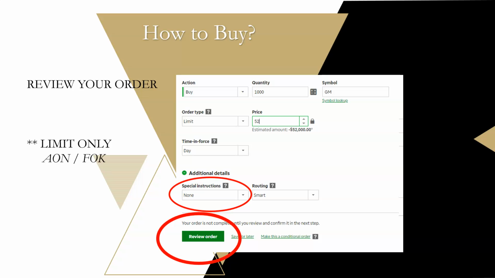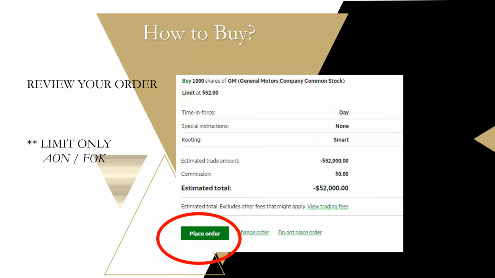But then it's time to review your order. So, you got 1,000 shares, General Motors. Your limit is $52. Your time in force is the day. No special instructions, so it's okay if it gets partially filled. And what the total amount is that is going to be deducted from your brokerage account. Then, once you have confirmed that, you're going to place your order.